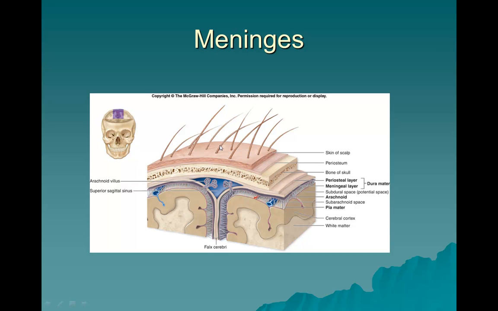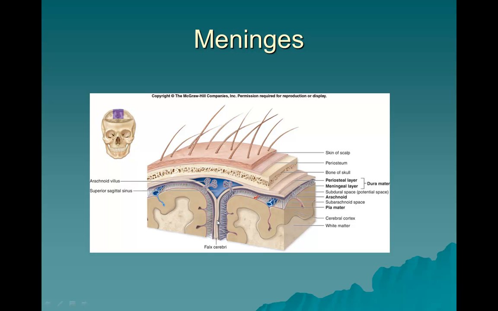This is the scalp, obviously with the hair follicles and a small amount of skin. Now beneath this bone and the periosteum, the next layer beneath this is actually called the meningeal layer, or one of the many meningeal layers.